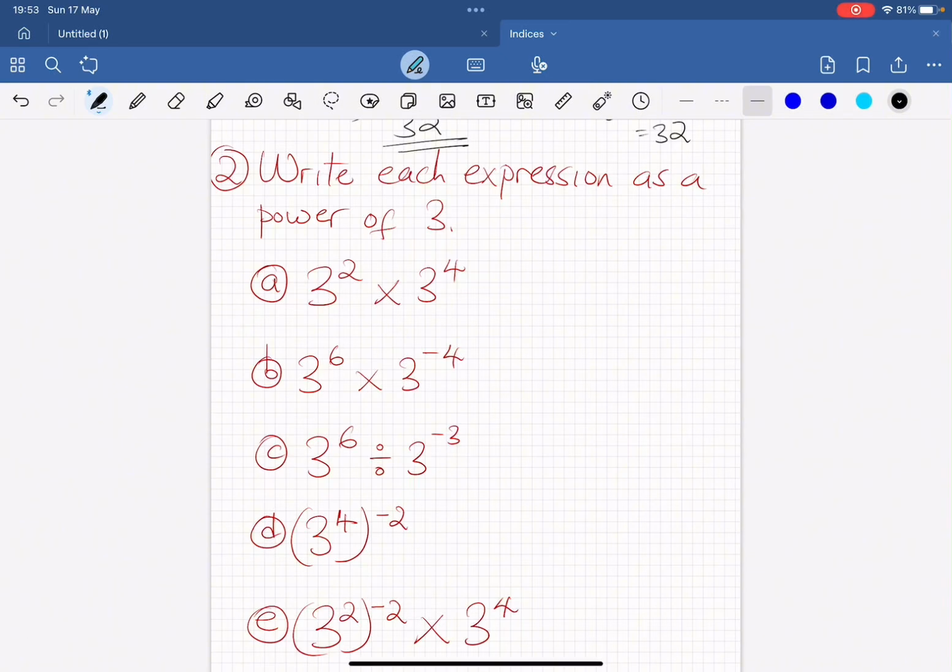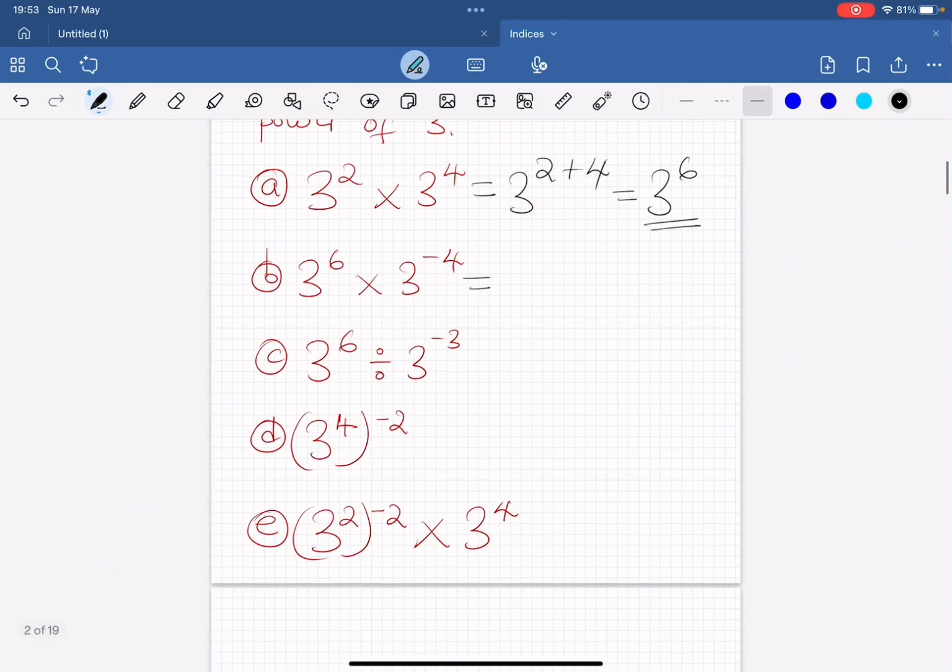Now, the next question says, write each expression as a power of 3. Whenever the bases of index form are the same and the sign in the middle is multiplication, then it means that you can simply add the powers. Now, 2 plus 4 is basically 6. So our final answer is 3 to the power 6.